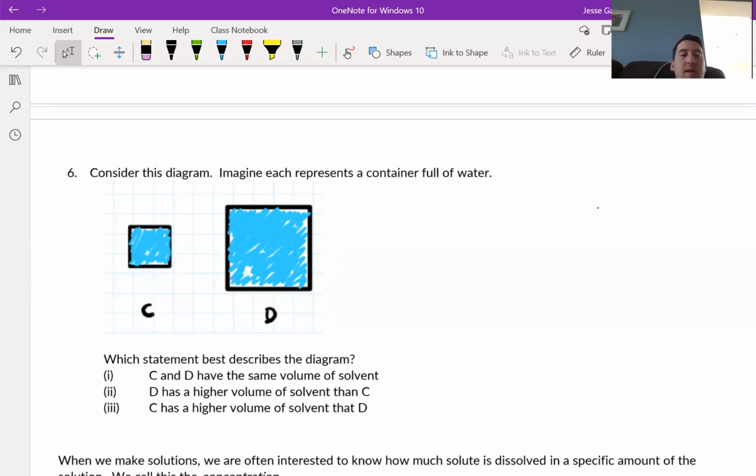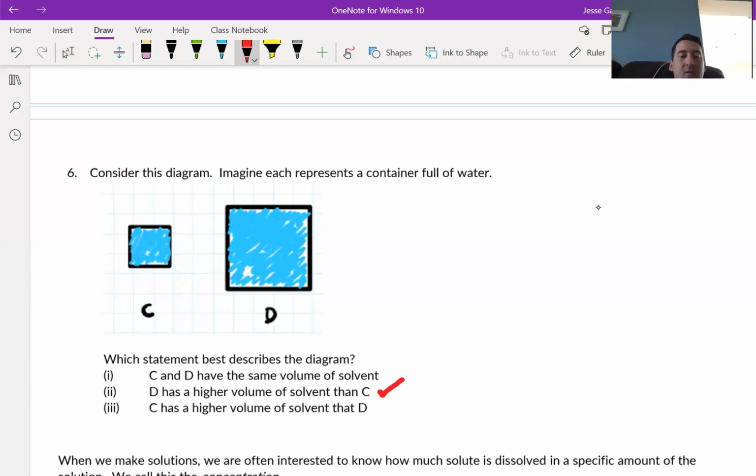Hopefully you got that. That was what I was trying to show. And that definitely then the first one has to be wrong. C and D do not have the same volume if D is a much bigger box than C and they're both full. So we can rule out number one. Number two, D has a higher volume of solvent than C. Now that to me sounds right because D is a bigger box. D is full and D is full of solvent. C is also full, but it's a smaller box. Therefore, it has to have a smaller volume. So for me, this one here best describes the situation.